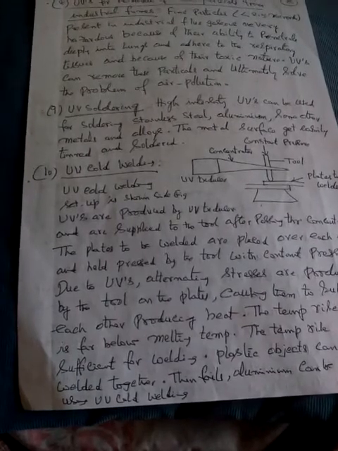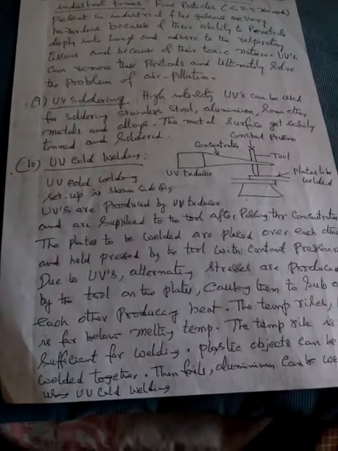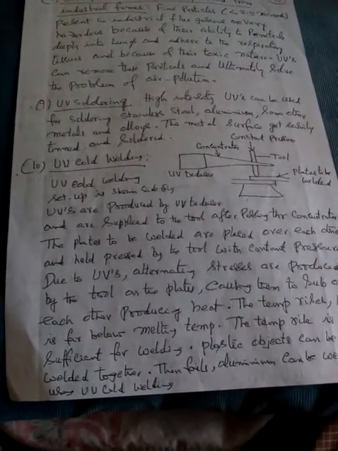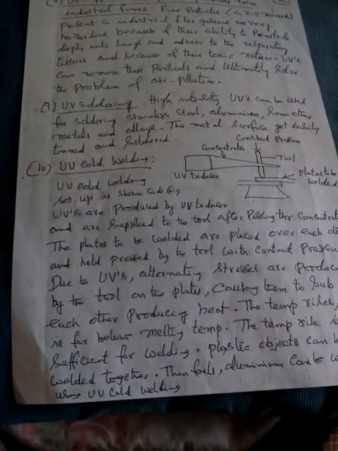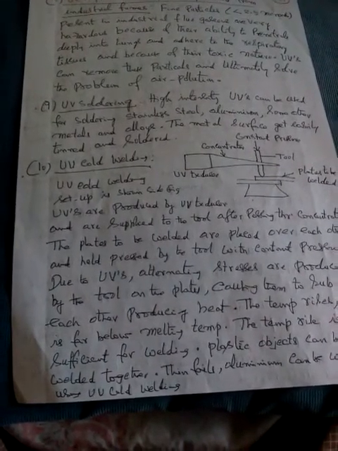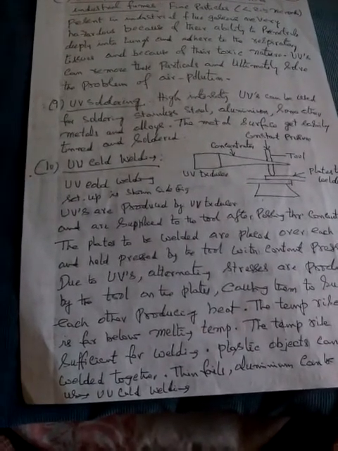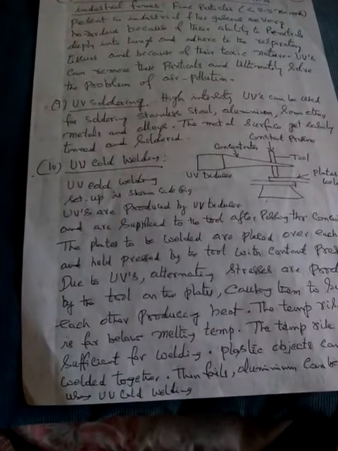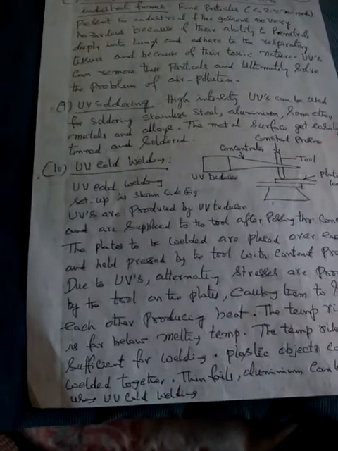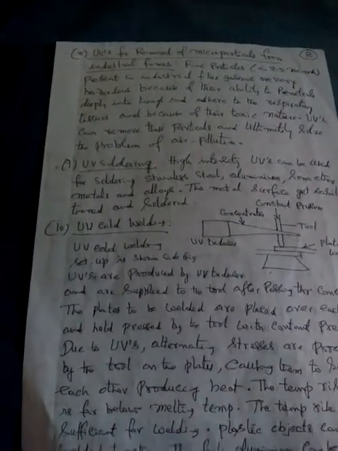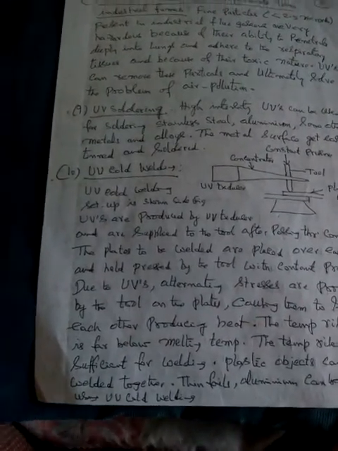At the same time it is used in a number of applications, particularly for welding plastic objects or welding aluminum foils, thin aluminum foils. They can be welded together and can be packed. Particularly in packing, this ultrasonic cold welding is used, where they can be packed very effectively using this ultrasonic cold welding.